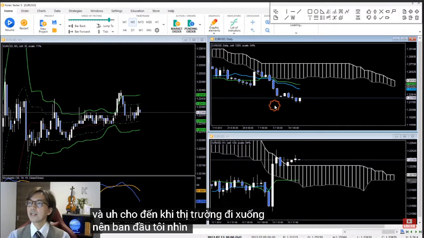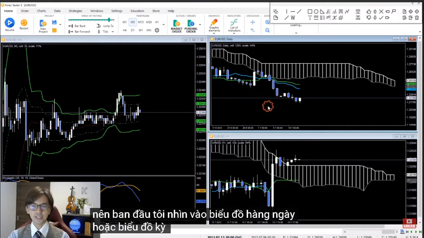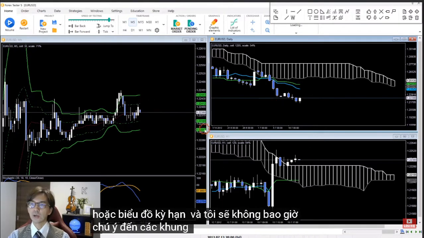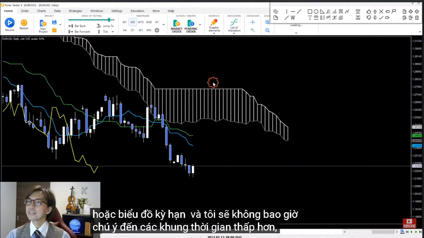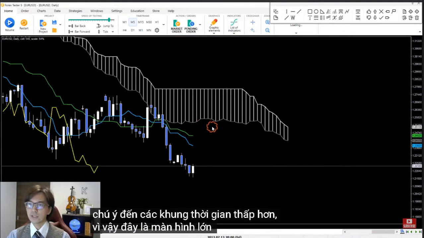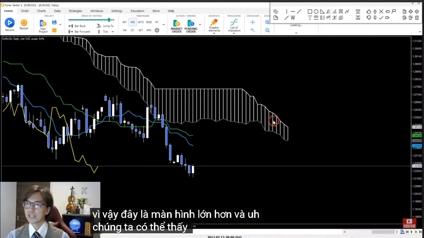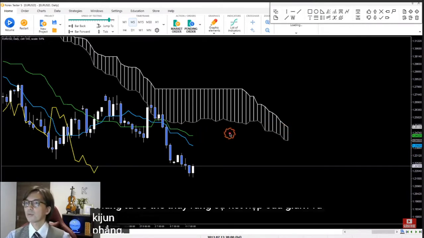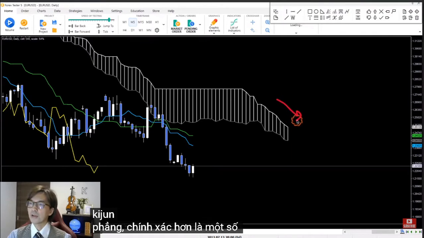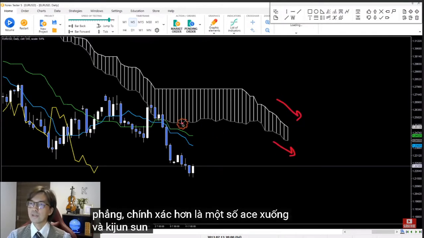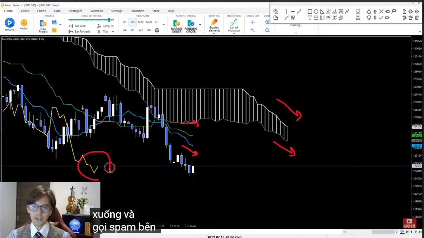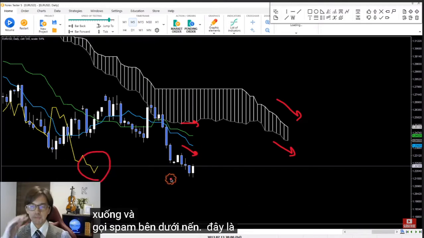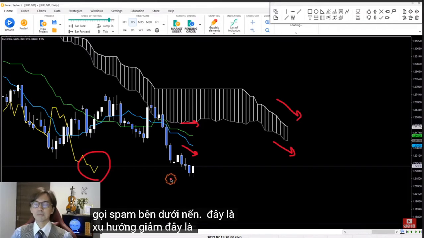So initially I look at the daily chart or 4-hour chart and I will never pay attention to the lower time frames. So here's the bigger screen, and we can see that the Kumo is down and Kijun-sen is flat. More precisely, Kumo Senkou Span B is down, A is down, Kijun-sen is flat, Tenkan-sen is moving down, and Chikou Span is below the candles. So this is bearish momentum.